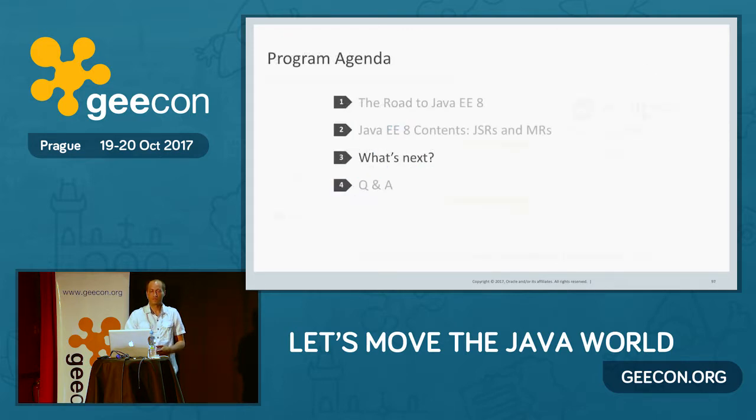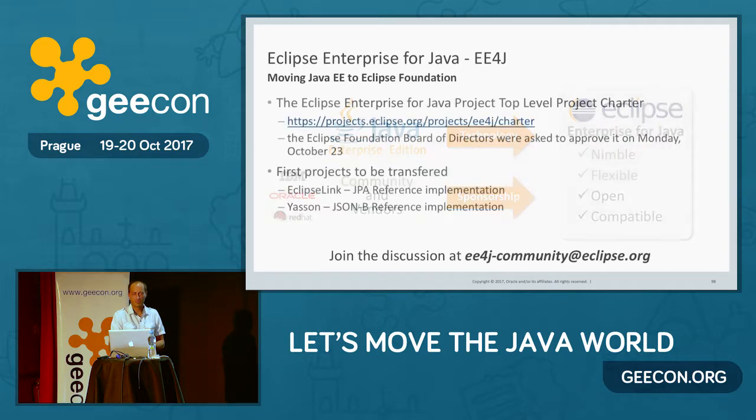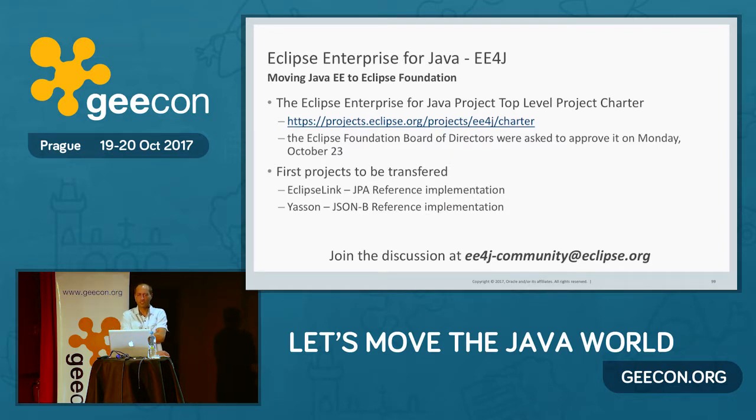But what's next? The key message here is that the development of Java EE is being moved to the Eclipse Foundation as we speak. And Java EE 8 is likely the last one provided by Oracle. That's what I know. As for the move to the Eclipse Foundation, it's work in progress. If you want to participate, you can join a discussion at the EE4J community at eclipse.org. And the latest update on this is that there will be some approval process next Monday, I think.